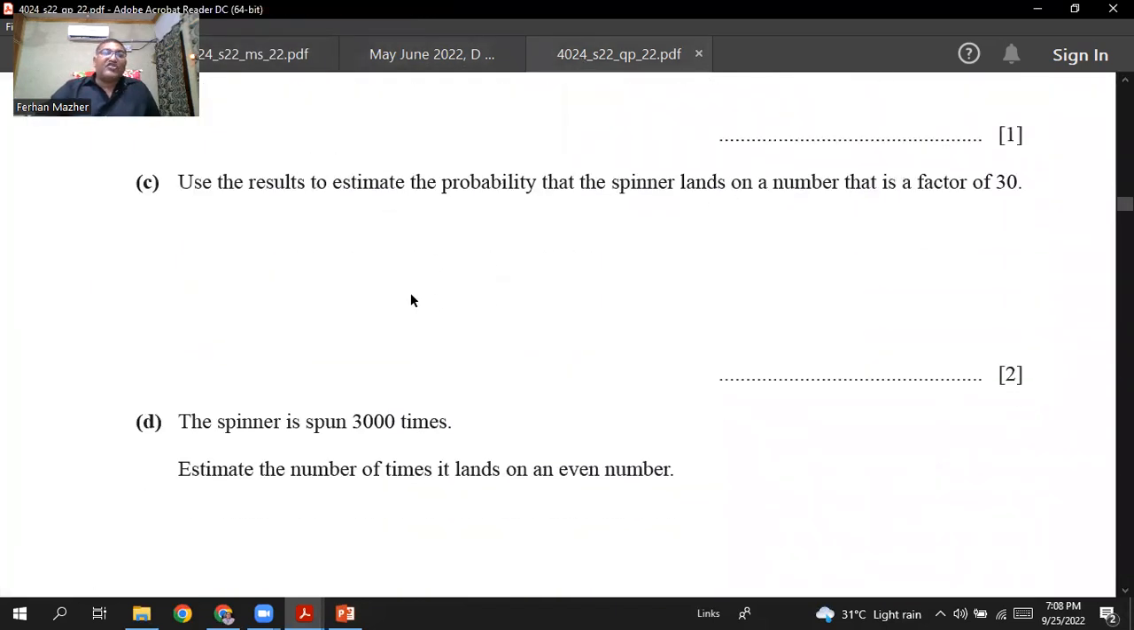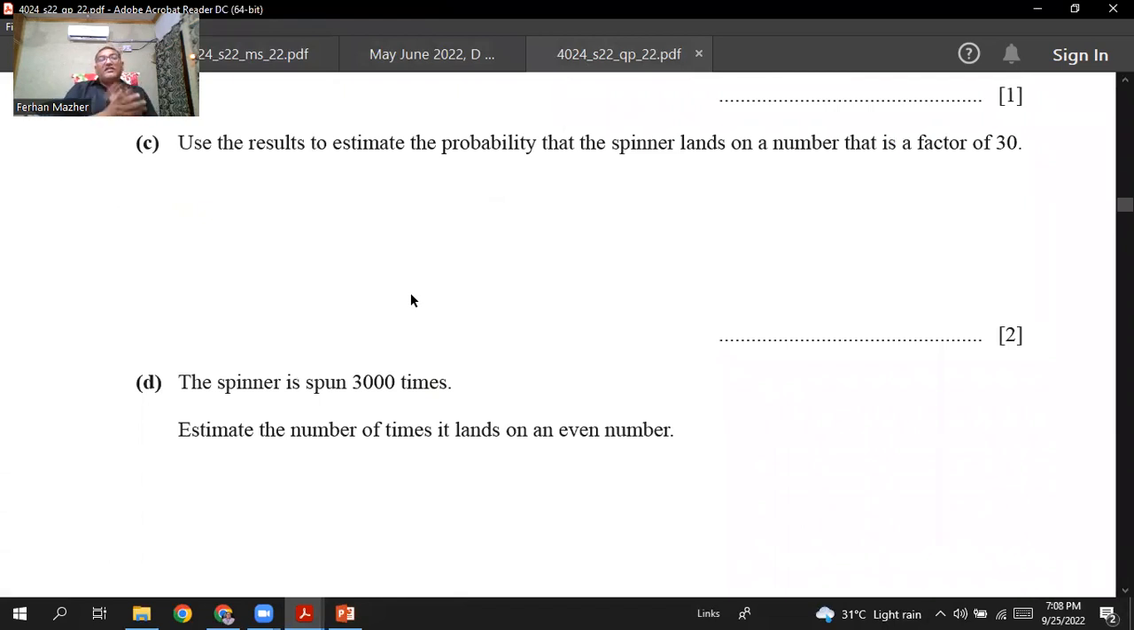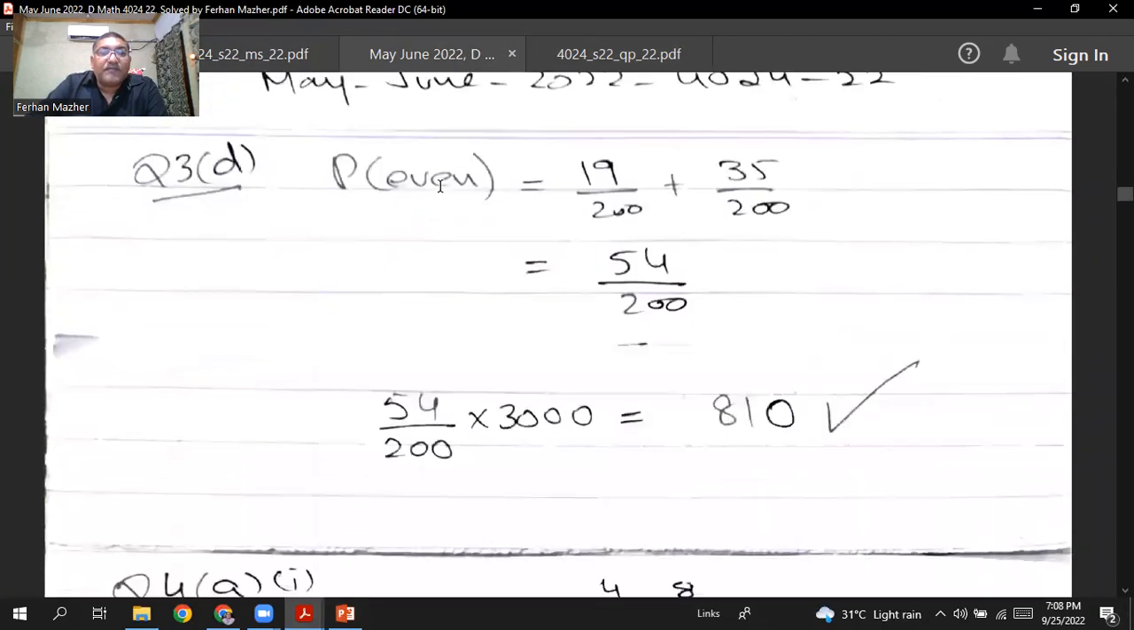Okay, then the next question: the spinner is spun 3,000 times. Estimate the number of times it lands on an even number. Okay, so very simple. Out of the even numbers 2 and 4, their probability is 19 by 200 plus 35 by 200, that is 54 by 200. So that is 54 times when you spun it 200 times.